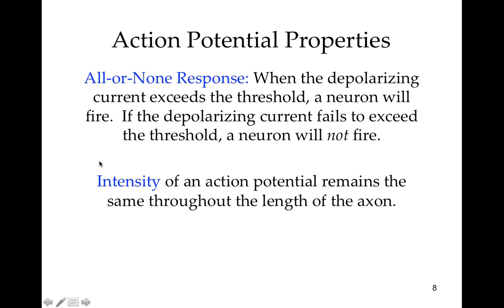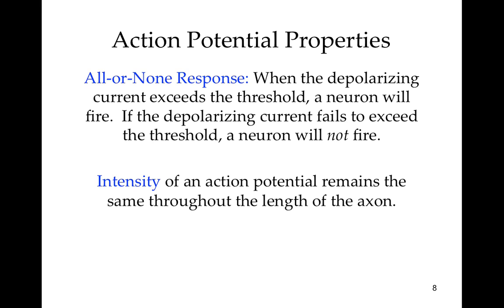When you look at the properties of action potential, it's referred to as an all or none response. So when the depolarizing current exceeds the threshold, a neuron will fire. If the depolarizing current fails to exceed the threshold, a neuron will not fire. So it's either going to fire or it's not. And if that threshold has not been met, the neuron will not fire.